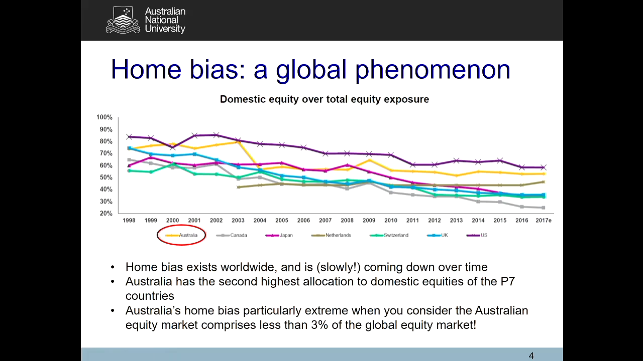The next thing to see is that the home bias in Australia is high, even when you don't think about how small our equity market is, right? Out of all of the G7 countries, we have the second highest home bias. And that's before you consider that we're only 3% of the equity market, which makes it more severe. So Australians really do love all things Australian. They are investing a lot in their own country and not a lot elsewhere.